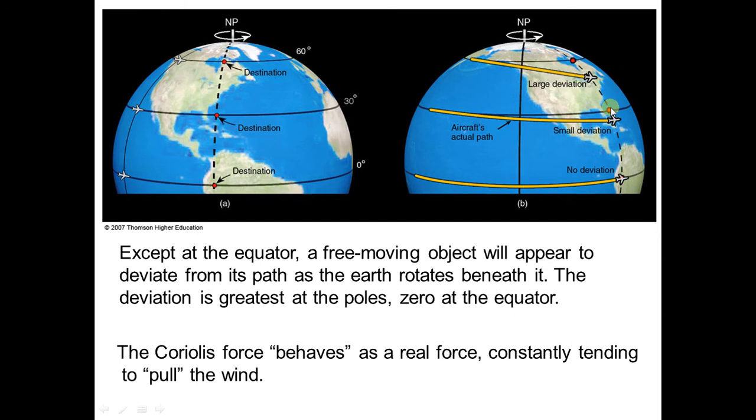And look how the direction of deflection is to the right of the intended path. Orient yourself so you're looking forward toward where the plane is going, and you see it's to the right of the intended destination. So they end up south of where they want to go. Whereas the one on the equator does not actually deviate.